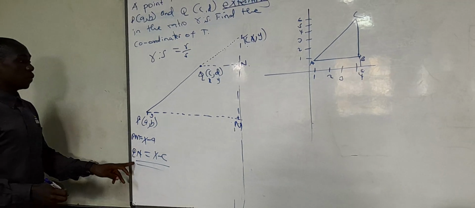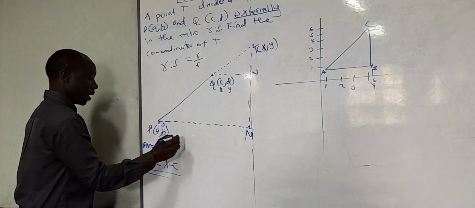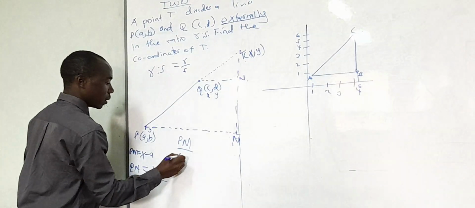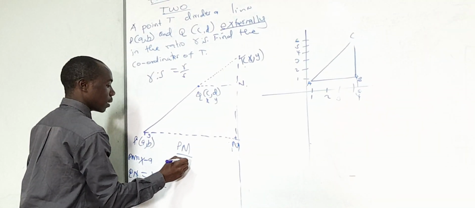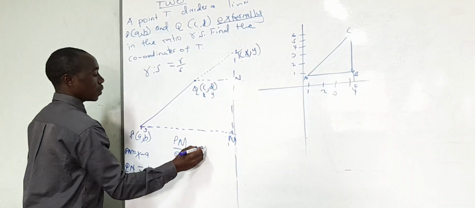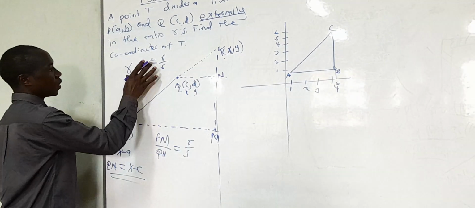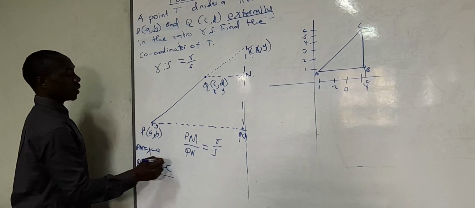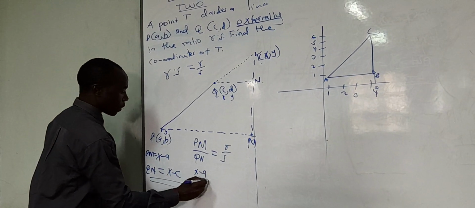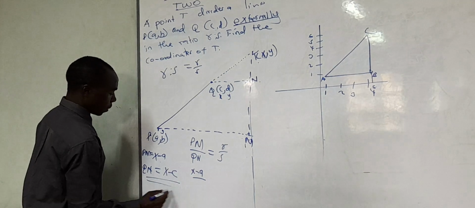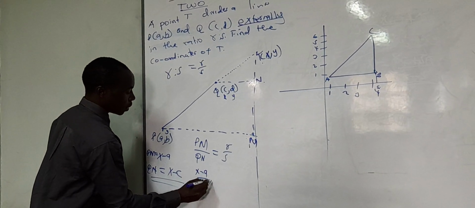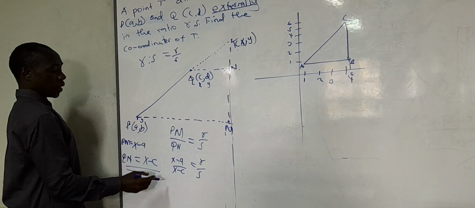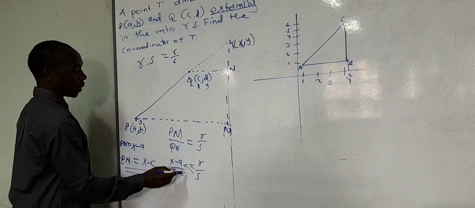Why am I finding these two values? Because if you get the ratio PM divided by QN, then this ratio should be equal to R divided by S, which we've been given. And so you'll say that PM, what's our PM? PM is X minus A, over QN, what's our QN? X minus C, should be equal to R over S. So how do we get the value of X? You cross multiply.